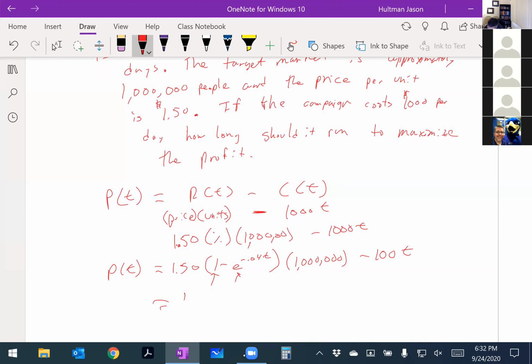I could say that this is going to be 1,500,000 minus 1,500,000 times e to the negative 0.04 t minus, there's a 1,000 t there. Okay, so that's my profit function. It says if the campaign costs $1,000 per day, how long should it run to maximize the profit?